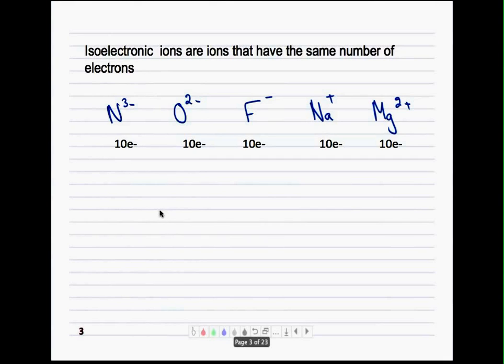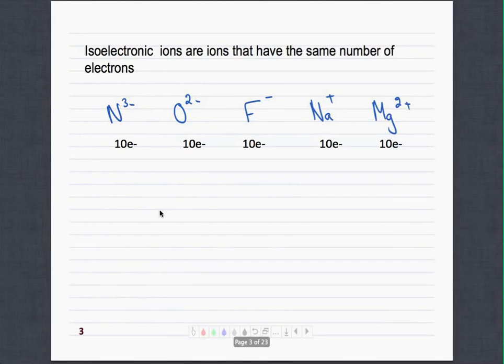Okay, so this is the definition of isoelectronic. Whenever I ask you whether they are isoelectronic, whether it is a molecule, we're going to talk about molecules later on, but as we're talking about molecules or ions, this is what it means. So I'm going to give you a minute or so to solve this one.